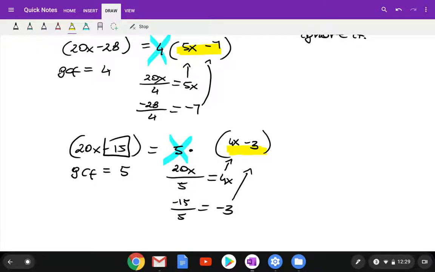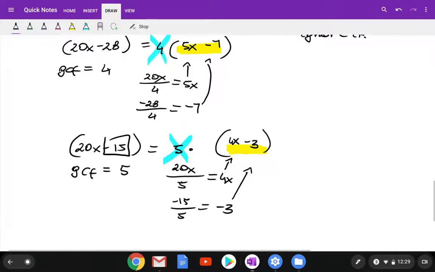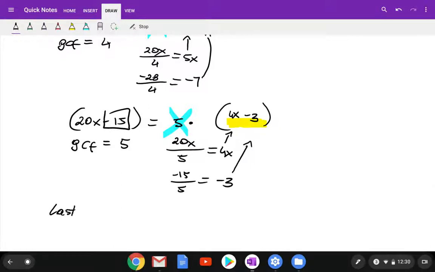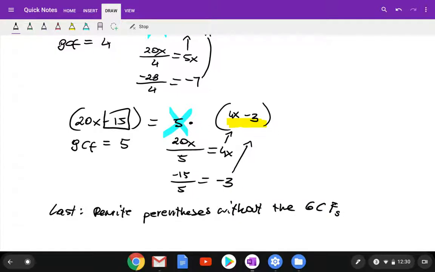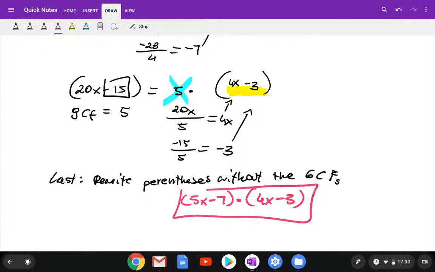Okay, so last, rewrite the parentheses without the GCFs. Okay, so our final answer will be 5x minus 7 times 4x minus 3. So that's our final solution.